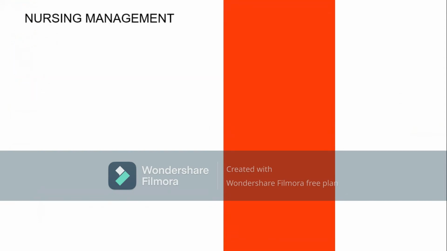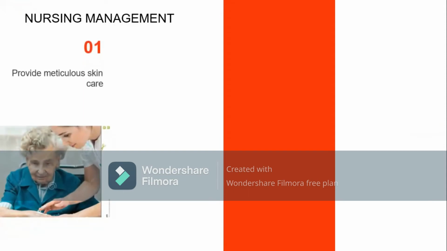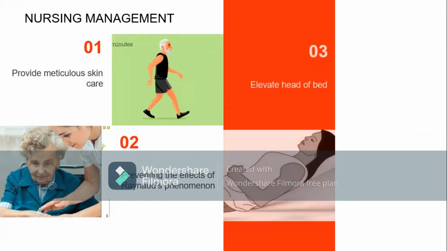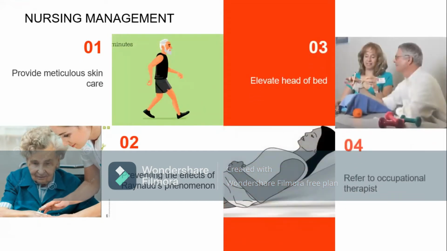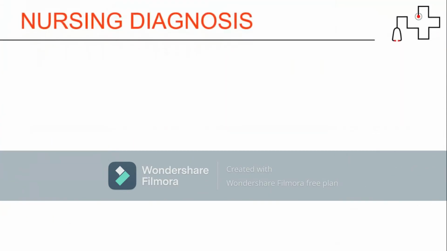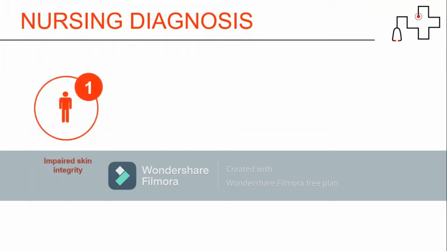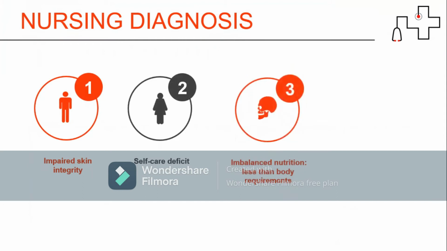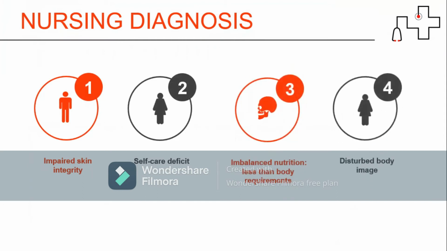For the nursing management, the nurse provides meticulous skin care, helps in preventing the effects of Raynaud's phenomenon like exercising, elevating the head of bed, and referral to occupational therapy. The most common nursing diagnoses are impaired skin integrity, self-care deficit, imbalanced nutrition less than body requirements, and disturbed body image.